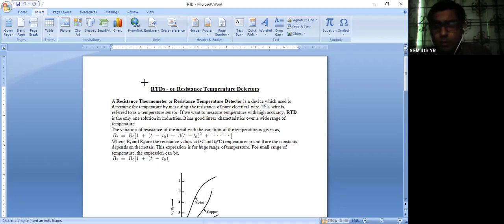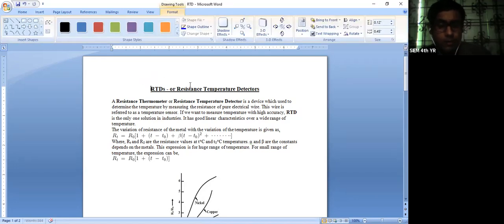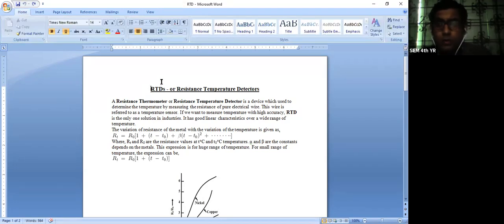Today our topic is resistance temperature detector, that is called RTD. So what is a resistance thermometer, which is also known as a resistance temperature detector? It's a kind of transducer. The definition of this device is that it is normally employed to find out the temperature by measuring the resistance of a pure electrical wire.